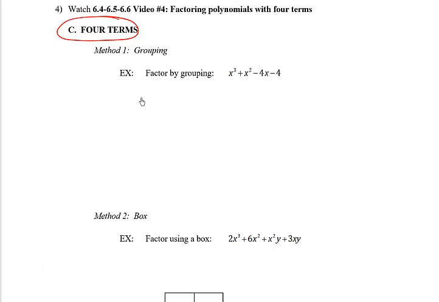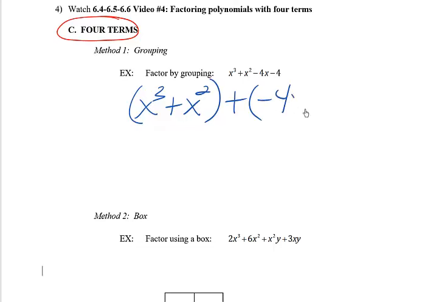Rewrite the problem, grouping the first 2 items together. When I say grouping, I mean put them in a set of parentheses. Then put a big plus. That plus is very, very important. And then group the back 2 together.